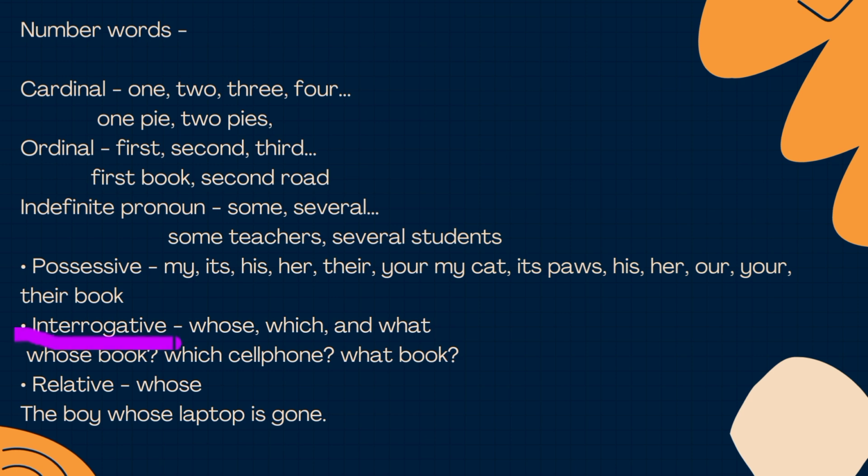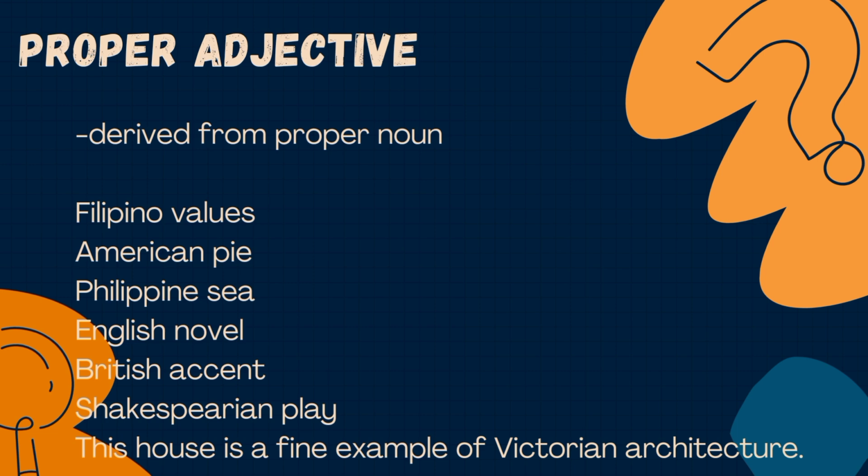Interrogative pronouns. These are used to ask questions. Whose, which, and what. Whose book? Which cell phone? What book? They help us gather information. Relative pronouns. These connect a dependent clause to a main clause. Whose. Example, the boy whose laptop is gone. They introduce a relative clause that provides more information about a noun in a main clause.